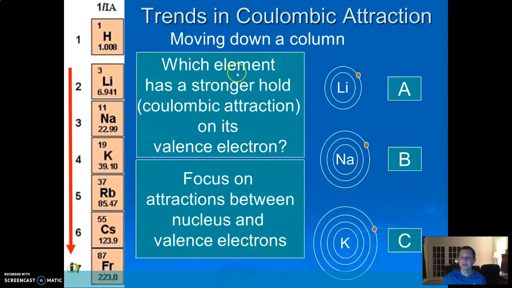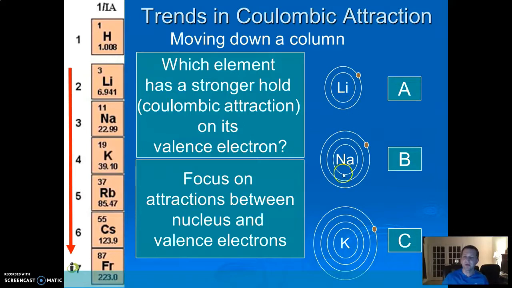Well, if I'm looking at this, I see my electron here in lithium is 2 levels away, sodium is 3 levels away, potassium is 4 levels away. So if I'm using some common sense right now, I would say that lithium has a stronger hold on its valence electron. Well, why? Because it's closer to the nucleus.